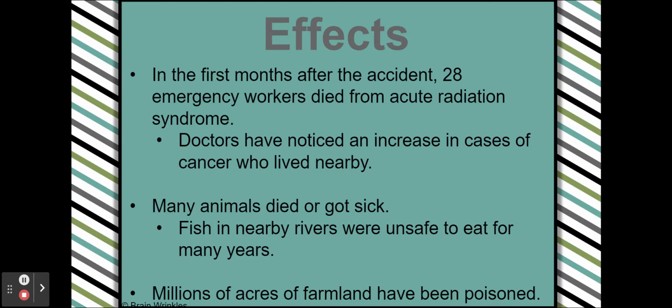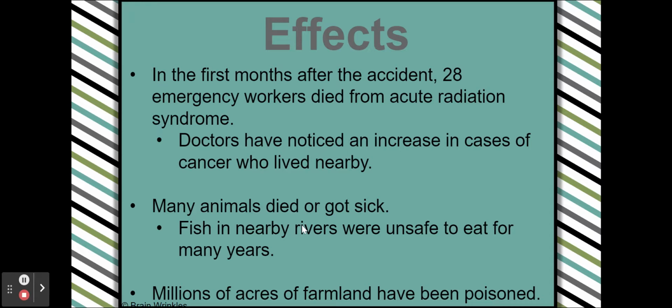Basically, guys, the first emergency workers that were on site started to die very quickly in that first month. The radiation literally burned their body from the inside out. Okay, all of the animals in the area also died. In the rivers coming out of Chernobyl, all of the fish, all of the water, everything was very unsafe. You could not eat it, you could not drink it. Ultimately, guys, millions of acres of farmland was poisoned.